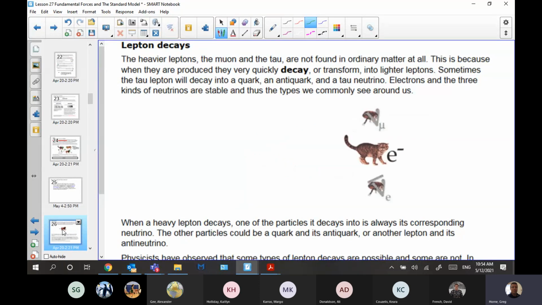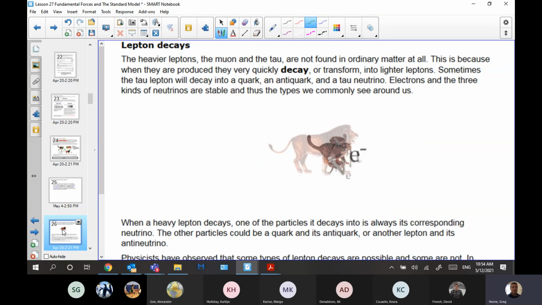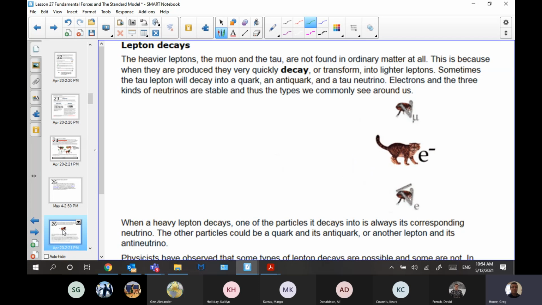Lepton decays. Something to know about is that these leptons can change into other particles on their own. So you've got a muon particle and it's decaying to be an anti-electron and some neutrinos. That's just something that happens.